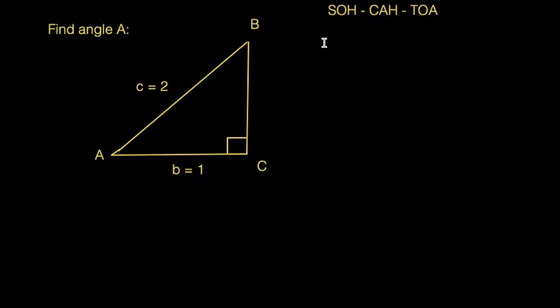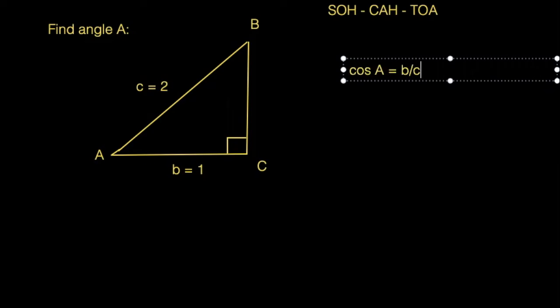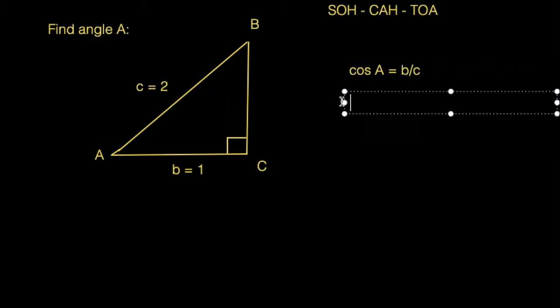So first we have to decide, are we going to use sine, cosine, or tangent? Since this is the hypotenuse here, we know we're going to use either sine or cosine, tangent's out. Is this side the adjacent side or opposite side? Hopefully you see this side B is adjacent to angle A, so we're going to use the adjacent side and the hypotenuse. That means we have to use cosine, right? So we have cosine of angle A equals side B over side C, which means we can replace side B with 1 and side C with 2.